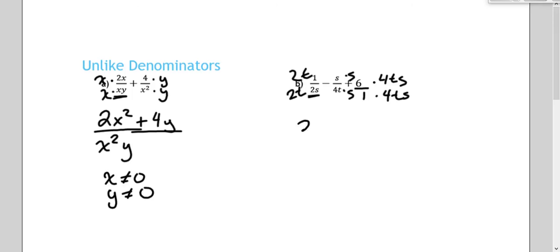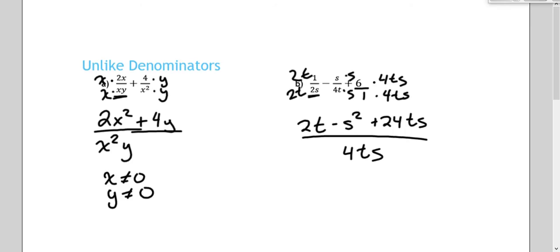And that gives us 2t minus s squared plus 24ts all over 4ts. And we can't simplify that any further, so state your NPVs. T cannot equal 0 and s cannot equal 0.